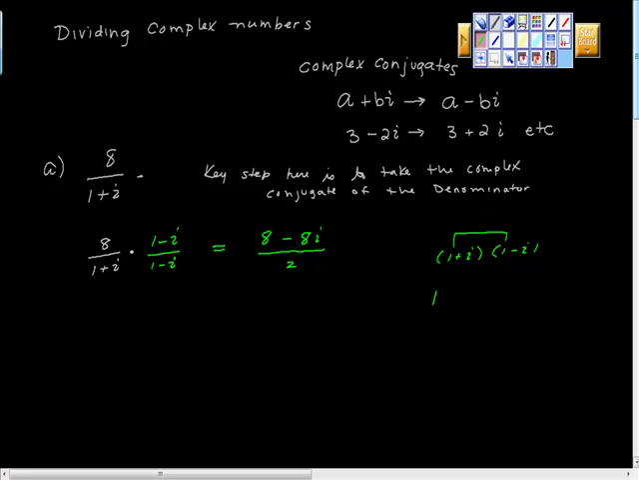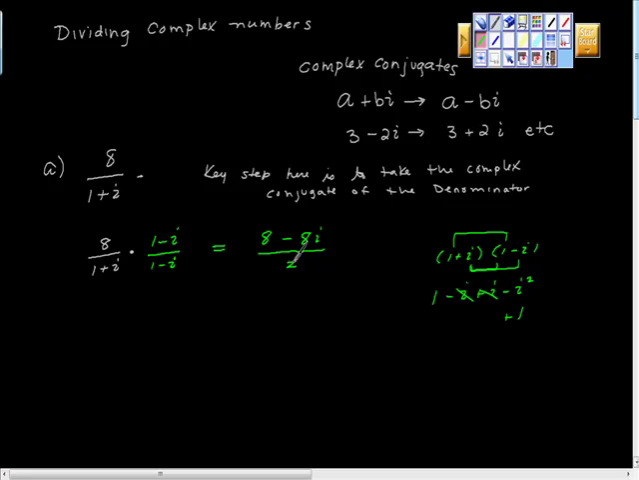1 times 1 is 1, isn't it? But 1 times negative i is negative i, isn't it? i times 1 is positive i, isn't it? So those two things are going to cancel out, aren't they? And then i times negative i is negative i squared, right? i squared, remember, is negative 1, isn't it? And negative 1 times negative 1 is 1, right? So this becomes positive 1, and 1 plus 1 is 2, isn't it?